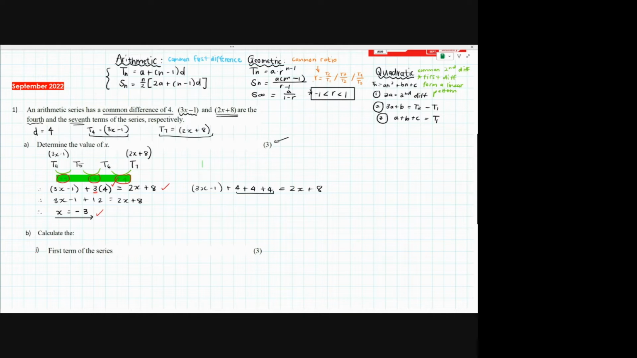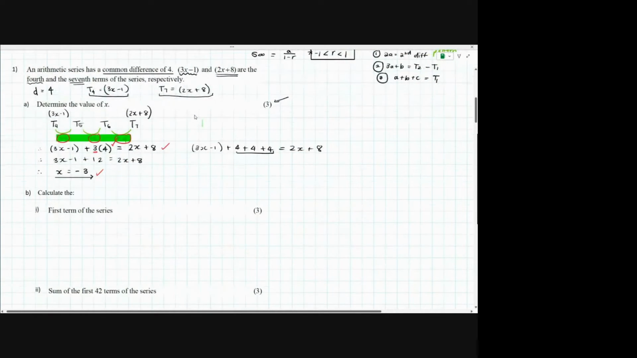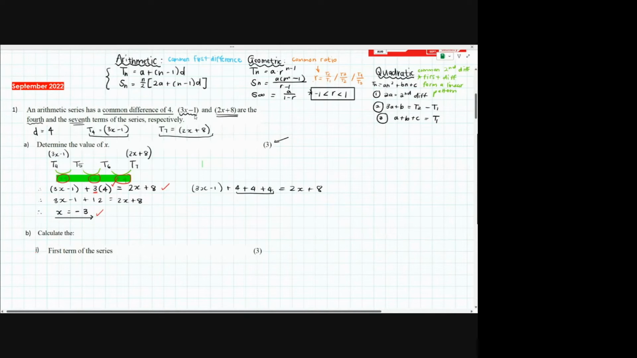All right. Okay, guys, I'm just going to do this question, then we'll take a screenshot. The question says, calculate the first term of the series. Now, again, there are a few different ways that you can do this. Because you've now worked out that you're adding 4 each time, you could just subtract 4 three times to get to your first term. Alternatively, you can just use your formula.